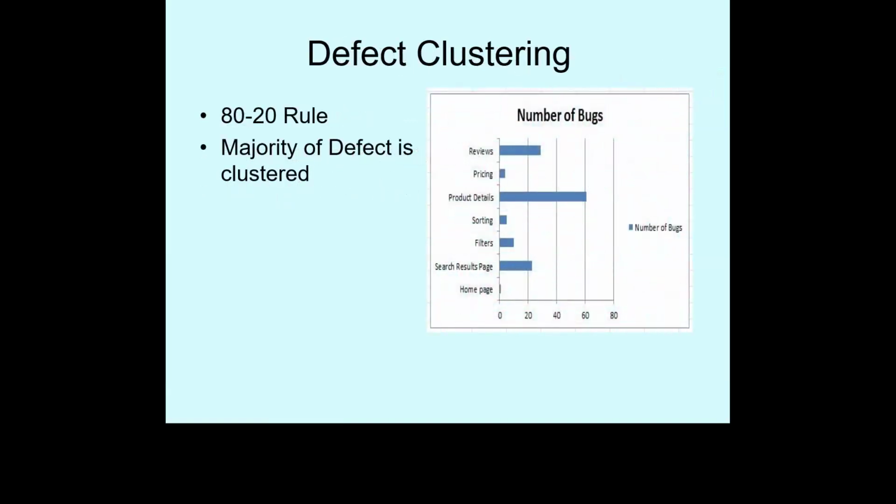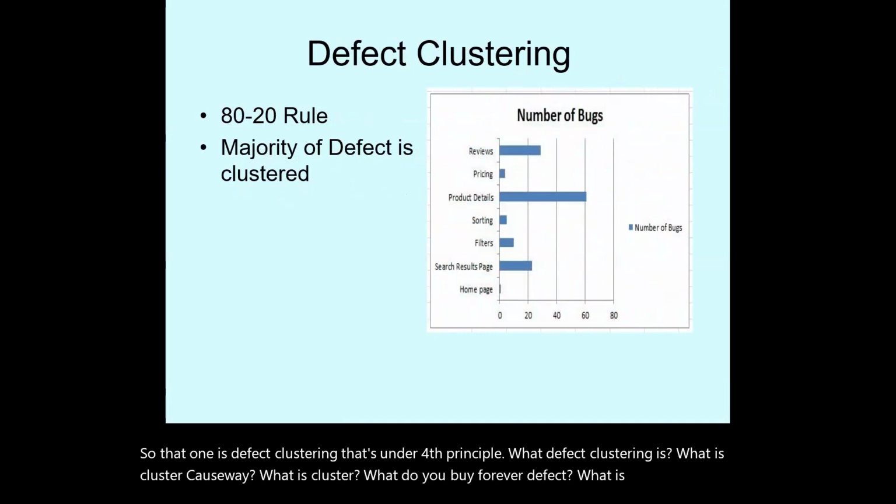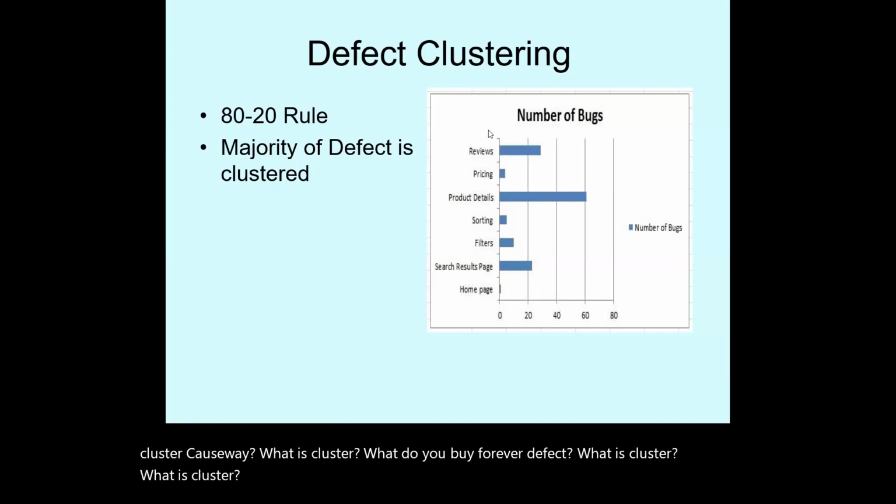So that one is defect clustering. That's the fourth principle. What is defect clustering? What is a cluster? Forget about defects for a moment, what do you mean by cluster? What is the meaning of cluster?